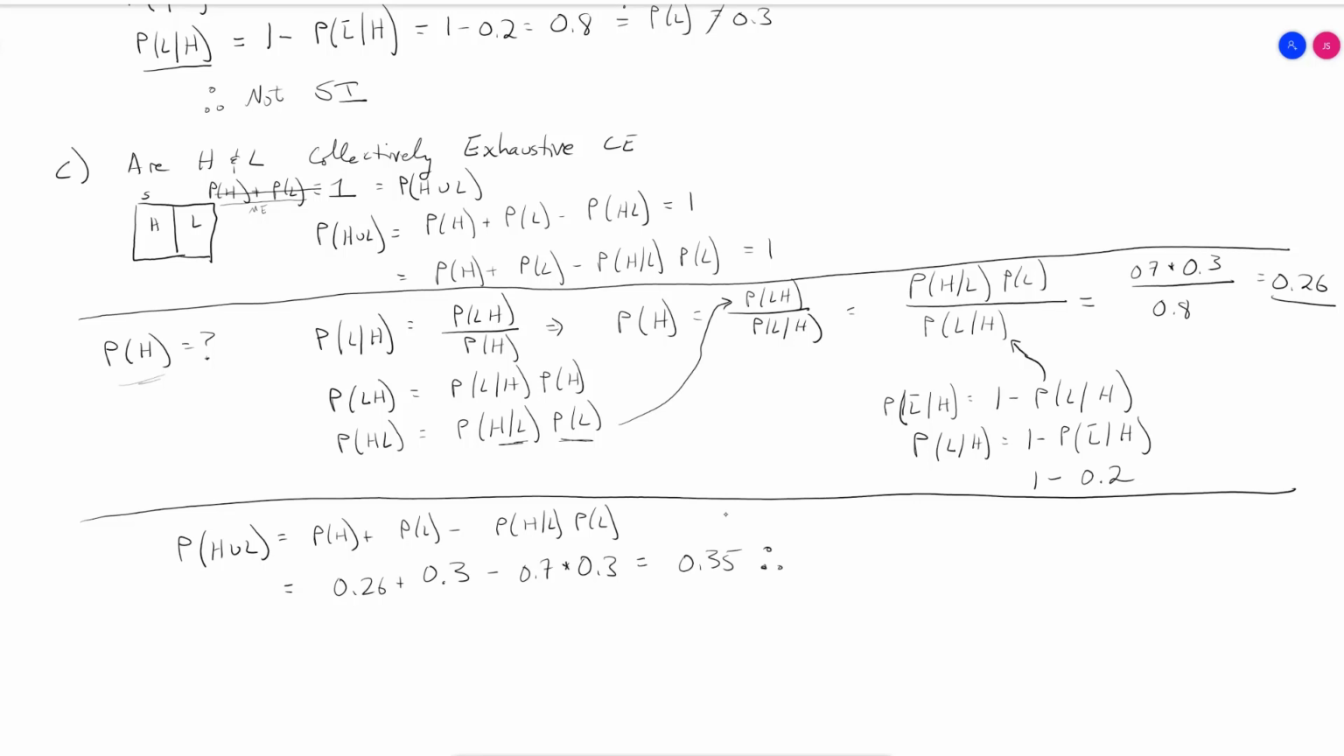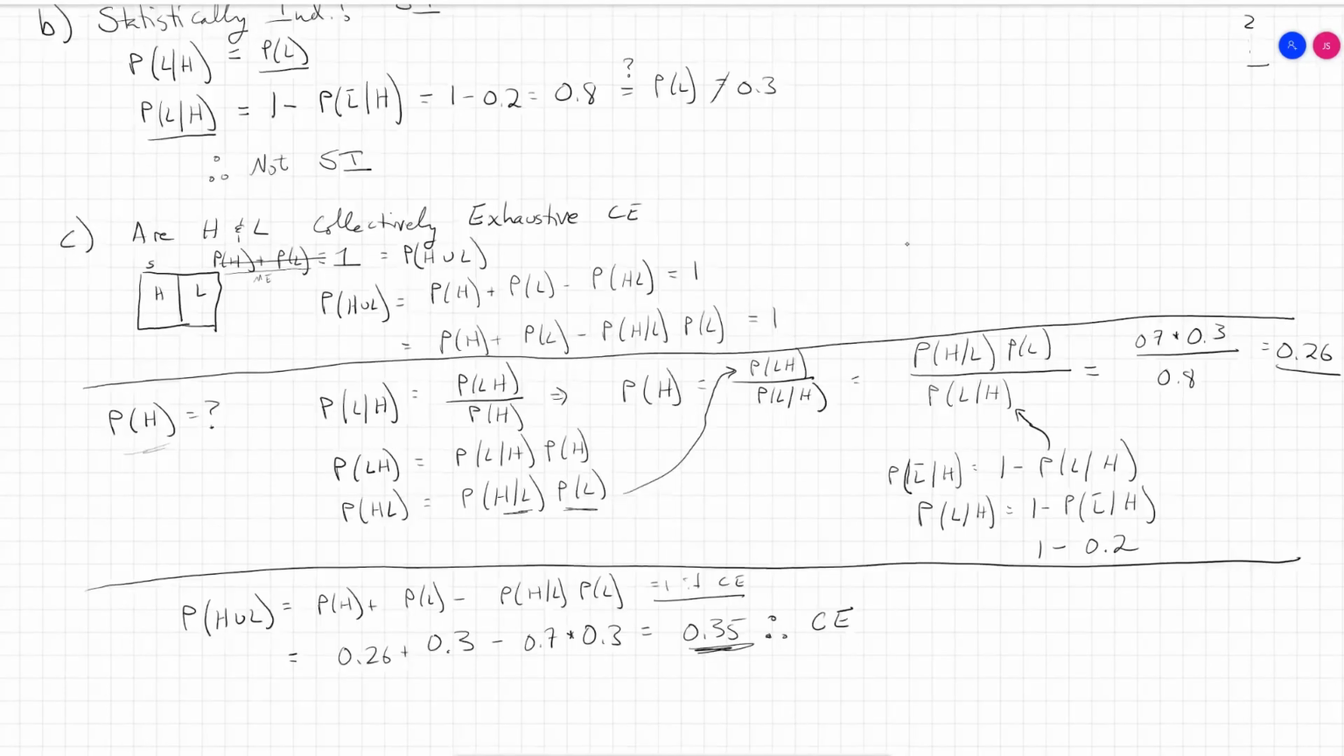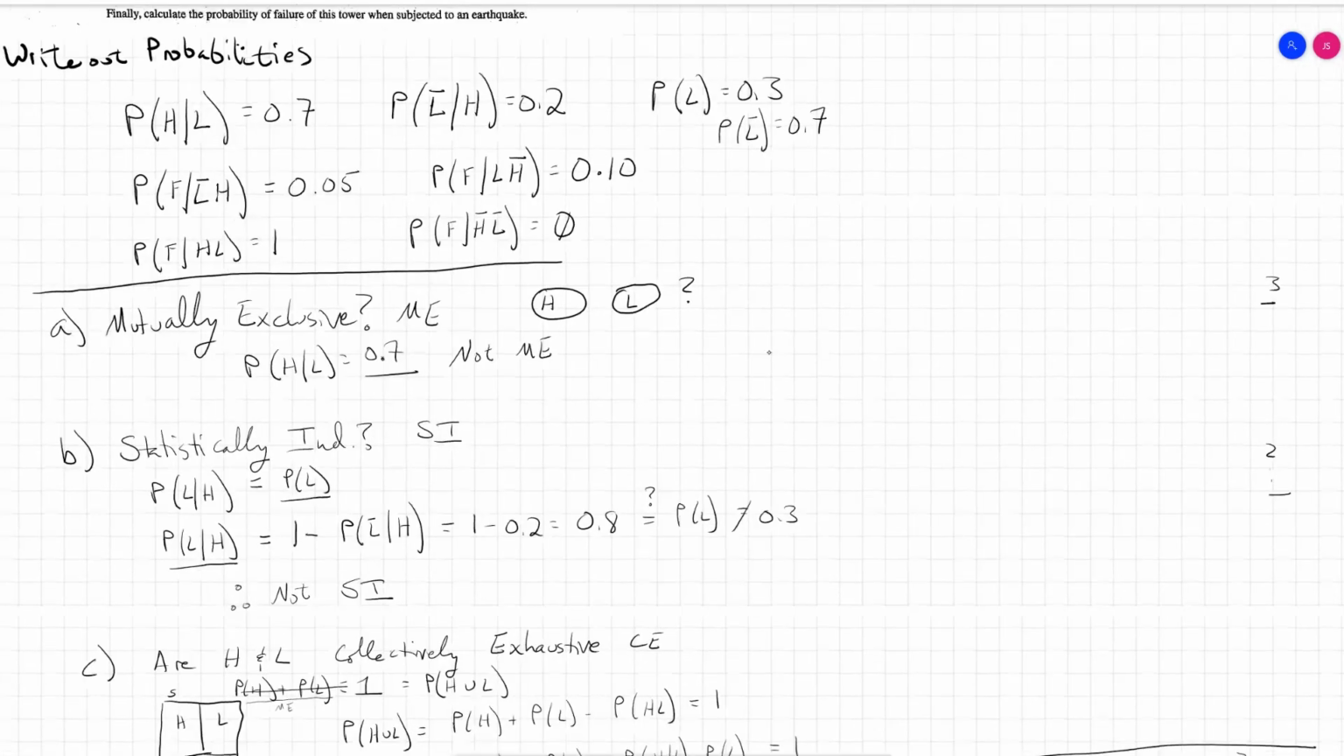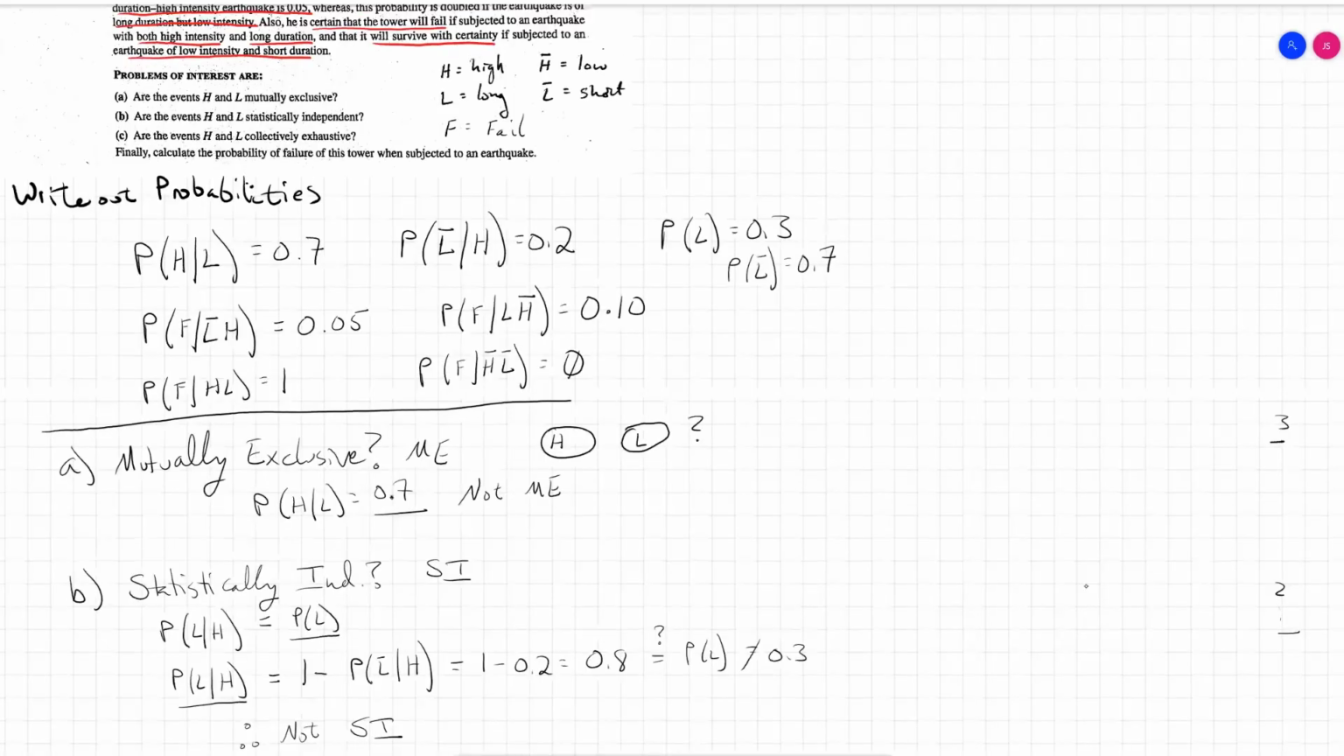Therefore, we are not collectively exhaustive, which is the original question, meaning all of this would have to equal 1 if it was collectively exhaustive, right? So we're not collectively exhaustive. Great. Last question, if we come back up here, is finally calculate the probability of failure if an earthquake happens.